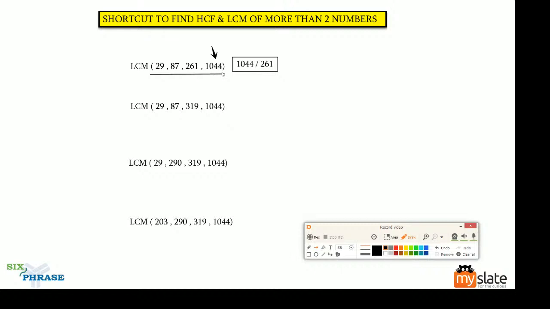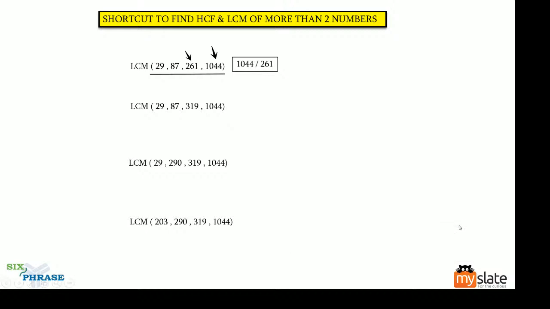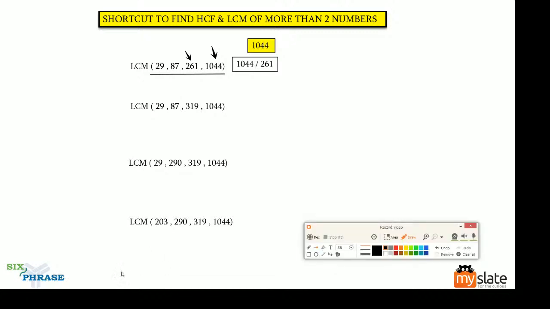So if I take 1044 and try to see if 261 can divide it, surely it can divide. If that is the case, what you do is, guys, you club 1044 and 261. So you make the two numbers into one. Now what you have is 1044 only. It has become a single number because 261 can divide 1044. You repeat this process again and again, and the final number you end up with is the LCM.